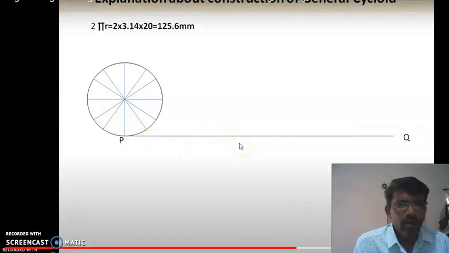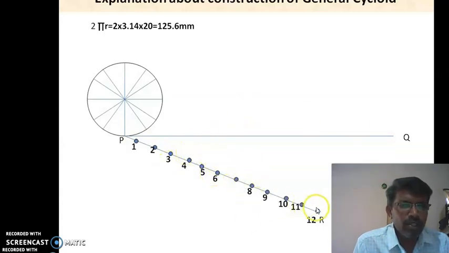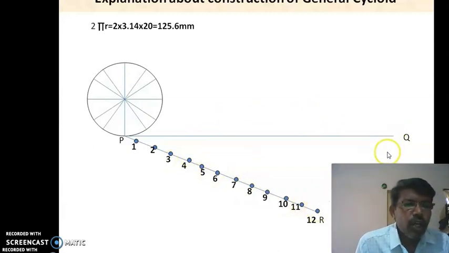Now you can see the construction. Draw an inclined line from P with any convenient radius and put equal parts on this line. So how many equal parts? 12. Name the numbers 1, 2, 3, 4, 5, 6 up to 12 and connect this R to the Q at the end point, that is a line.